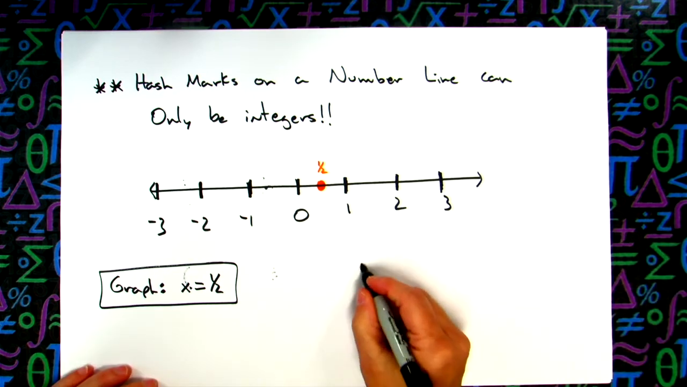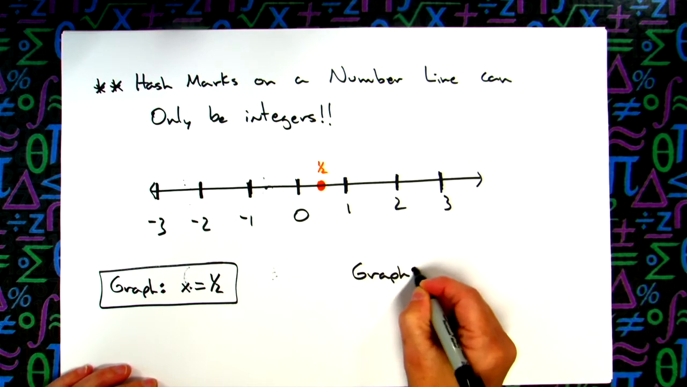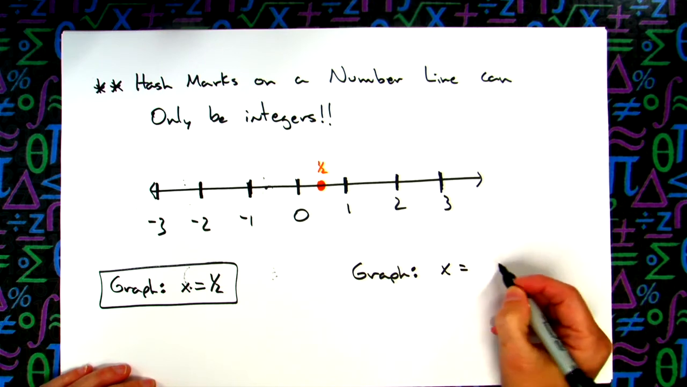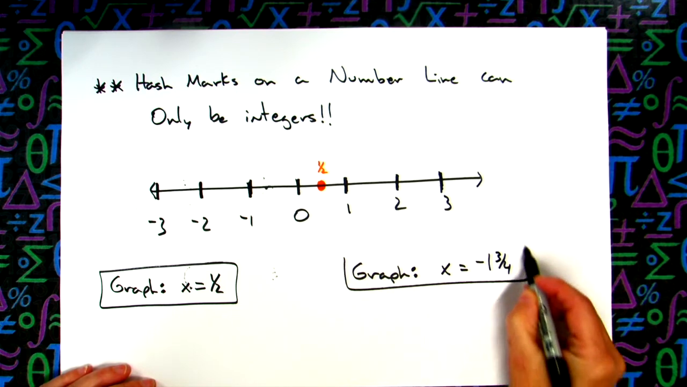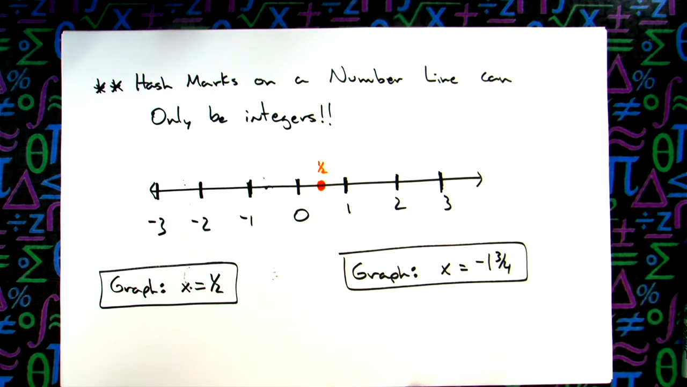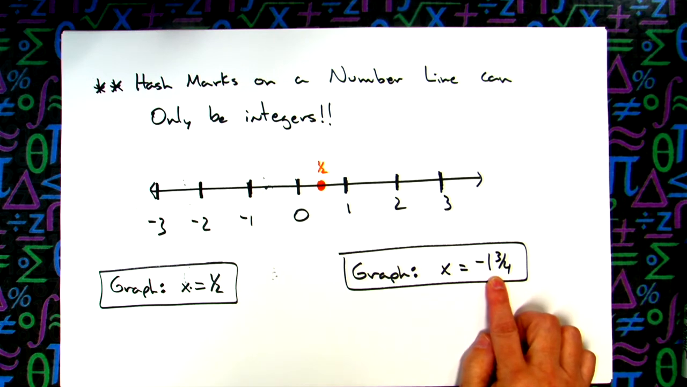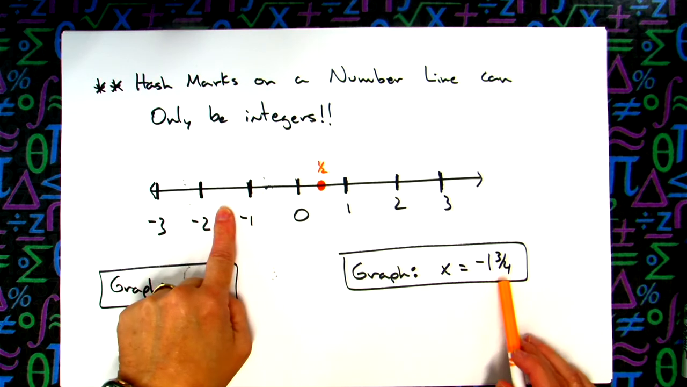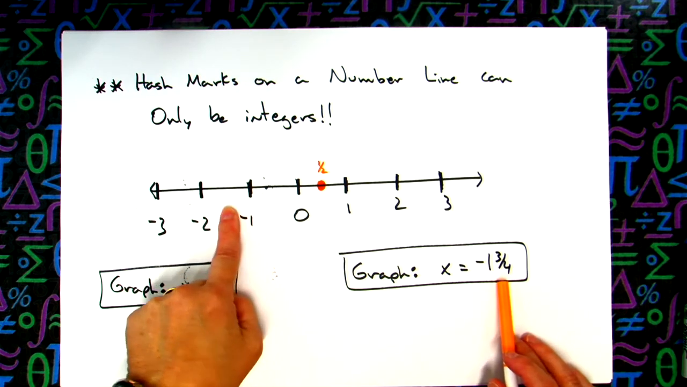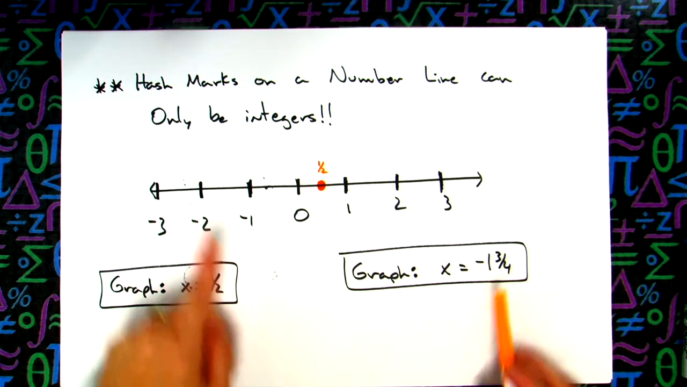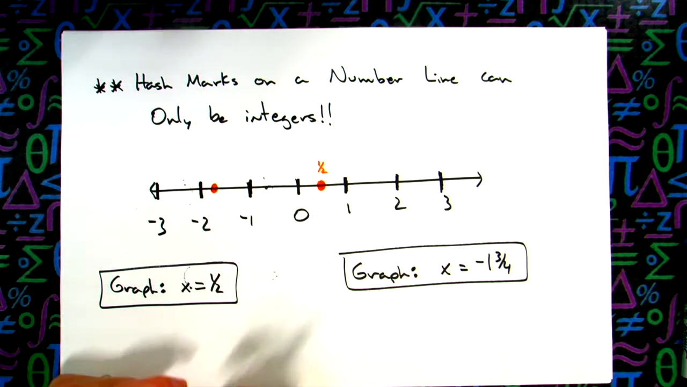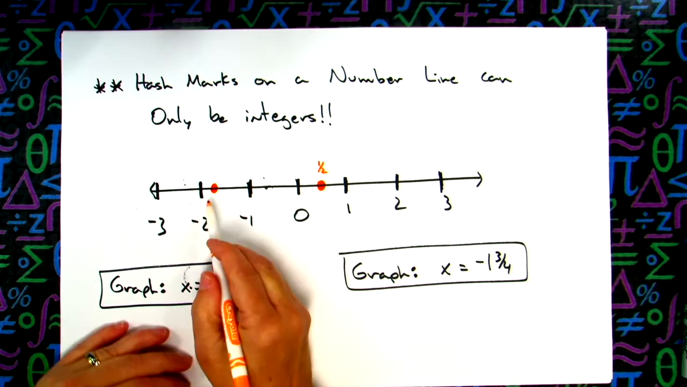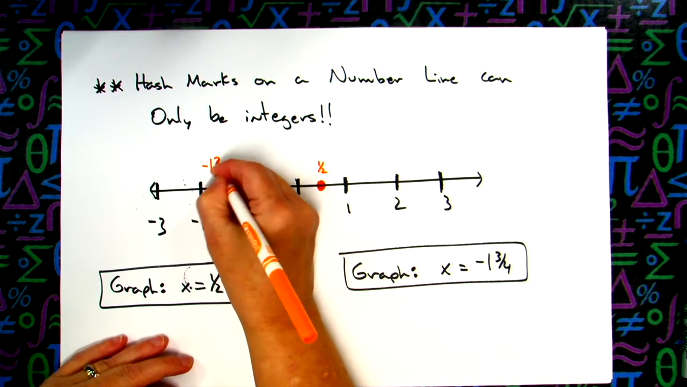If I was going to graph x equals -1 and 3/4, let's do that one. First of all, what two numbers is that in between? -1 and -2. Is it going to be closer to the -1 or closer to the -2? It's going to be closer to the -2. That would be about 3/4 of the way. We're doing a rough estimate, that's all I want you to do. Rough estimate, put a dot there. -1 and 3/4.